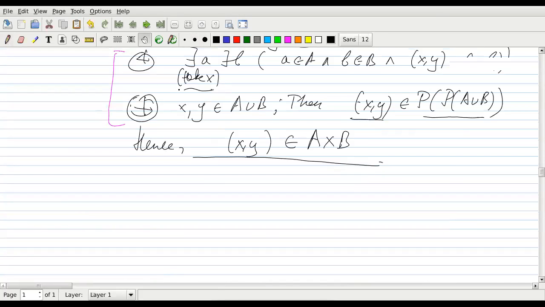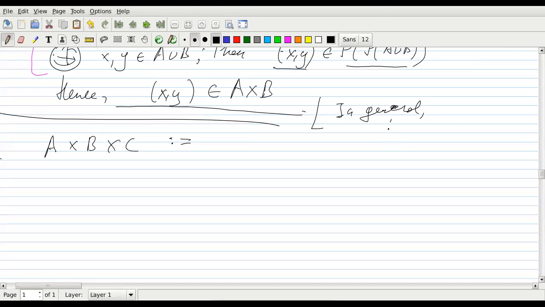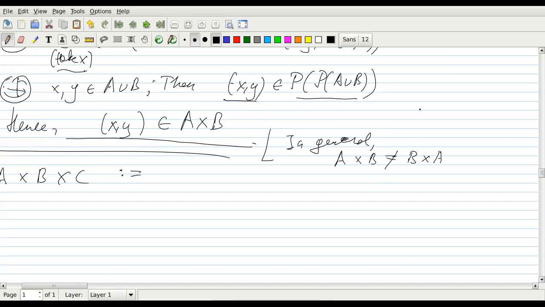So what does it mean? What if I want to consider a product of 3 or more sets? In general, and we shall prove it, A times B is not equal to B times A. It is quite clear. Why?